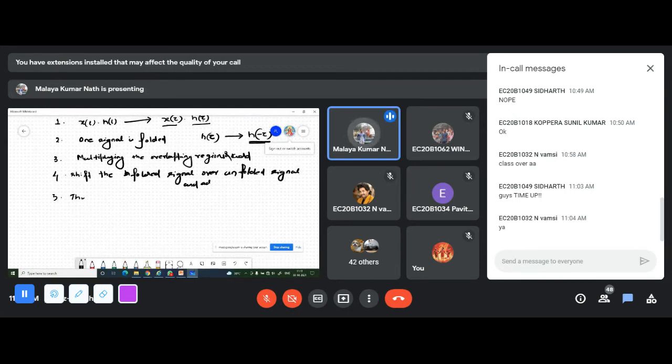So this process will continue till there is no overlapping, right? So this is called your convolution. Am I right? So what exactly does your convolution say?